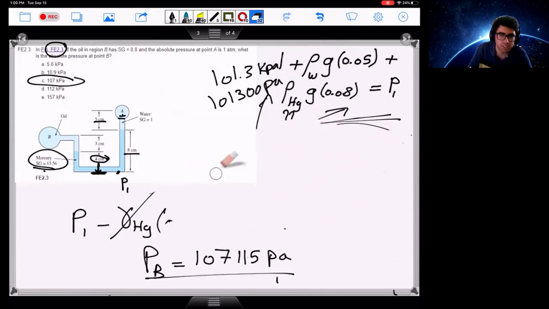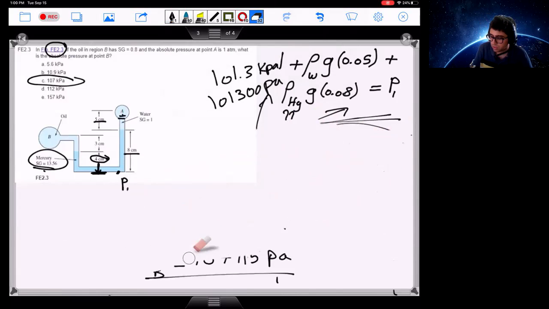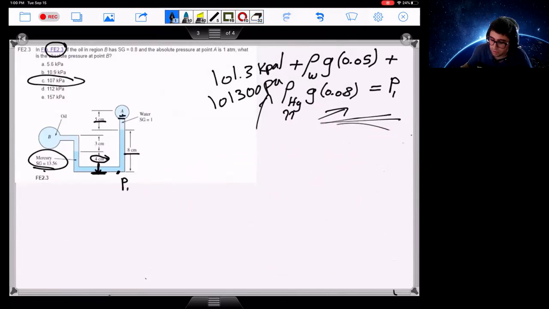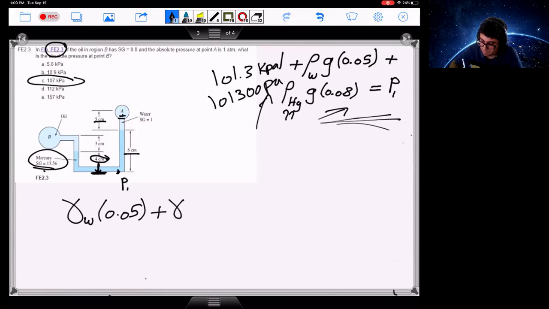The 1 was actually kind of misleading. We shouldn't use ATM in our equations. How would you calculate the pressure at P1? Would it be gamma water times 0.05 plus gamma of mercury times 0.08 equals P1? That would also work to find P1, correct? Yes, but remember, what is the question asking you?